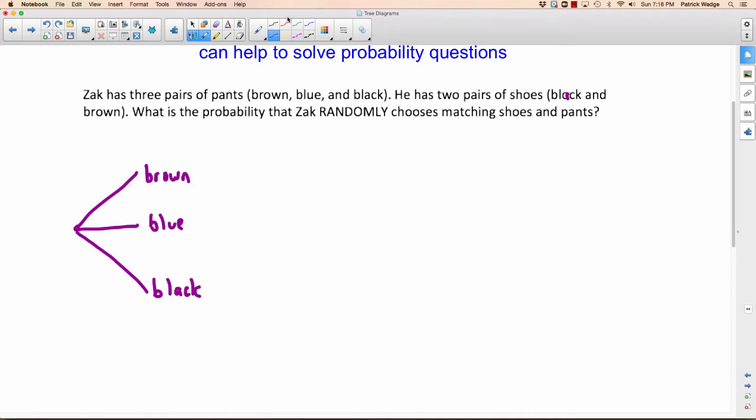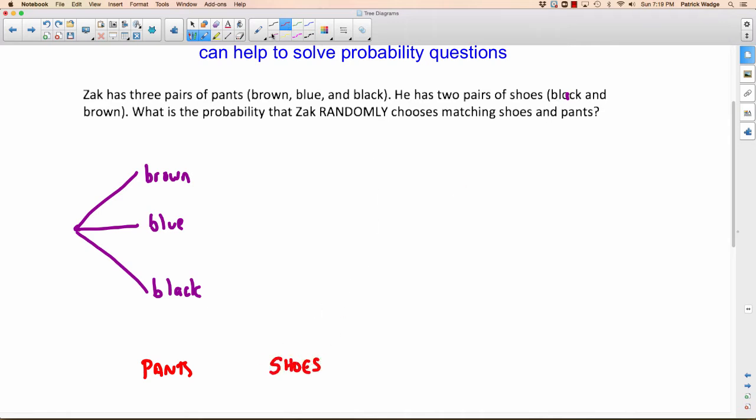If you want, I've started doing this in recent years because people are having such a problem with these, you might want to even write underneath or up above, pants. This first set of words here has to do with the pants. What's the second set of words going to have to do with? The shoes.